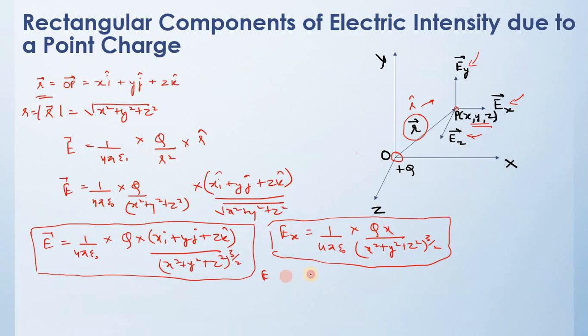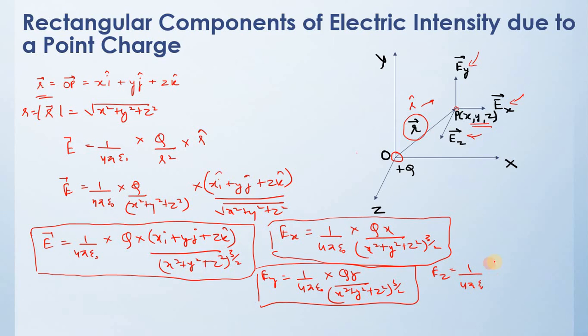Similarly, we can find out along the y direction, which is going to be 1 upon 4 pi epsilon naught Qy upon x square plus y square plus z square to the power 3 by 2. Or we can also write this along the z axis: Ez will be 1 upon 4 pi epsilon naught into Qz upon x square plus y square plus z square to the power 3 by 2. And this is how we find out the intensities along the three directions.